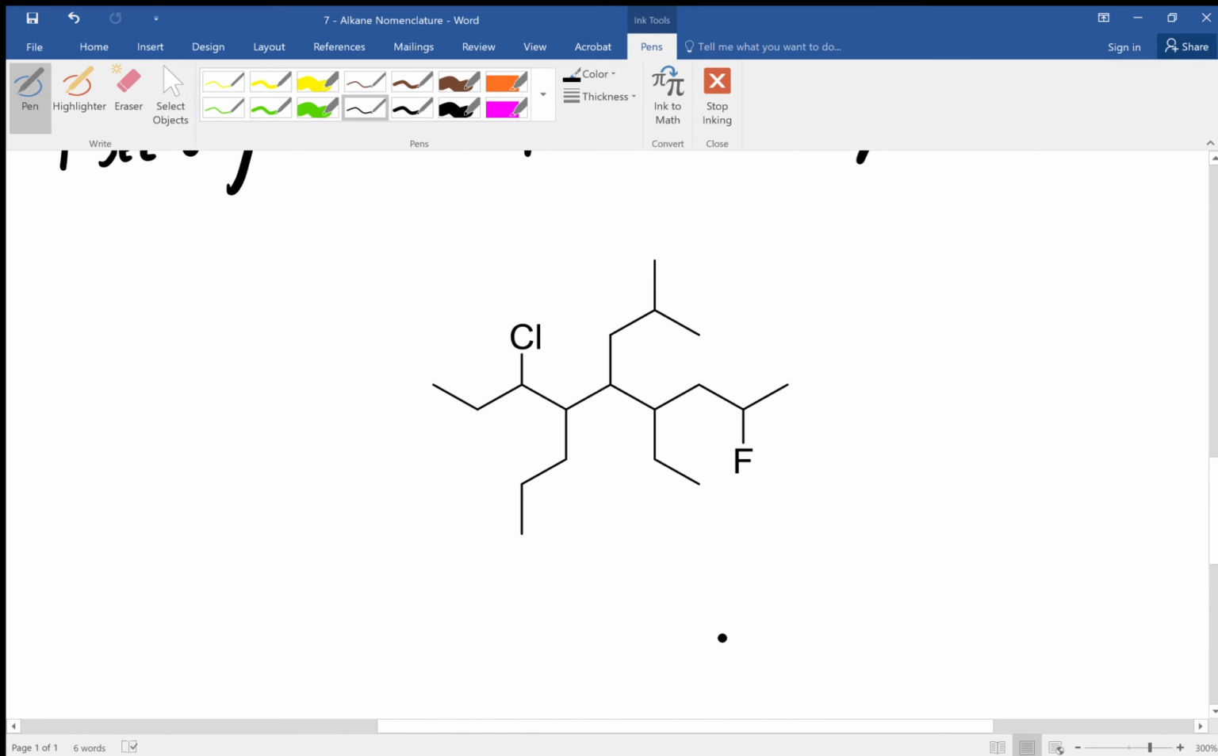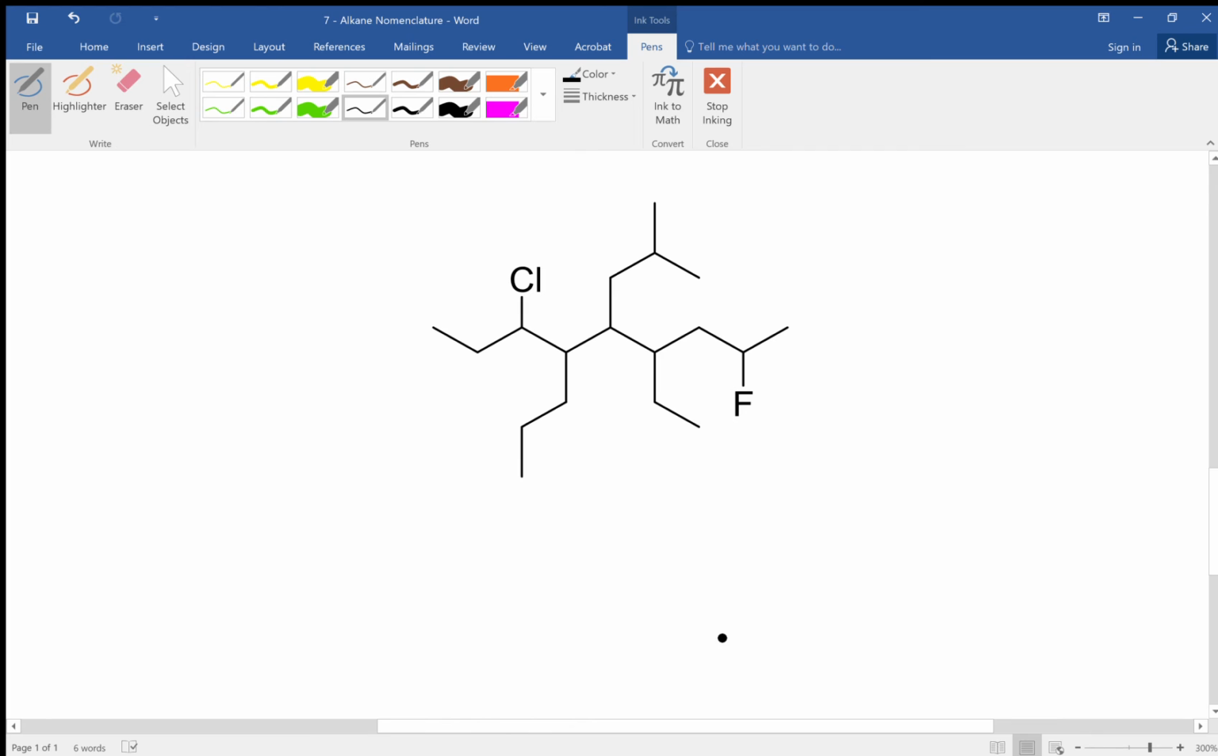All right, one more example on this practice sheet. Again, we have our parent chain straight down the center. And if we number it in each direction, starting from the right, we have our first substituent on the second carbon, whereas starting on the left, our first substituent is on the third carbon. So we know we need to go from right to left here.